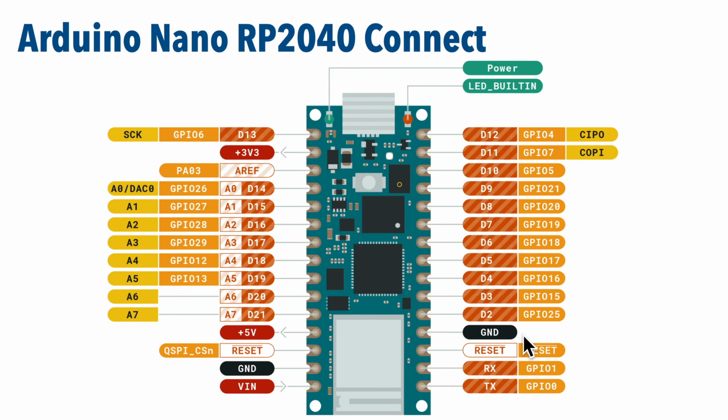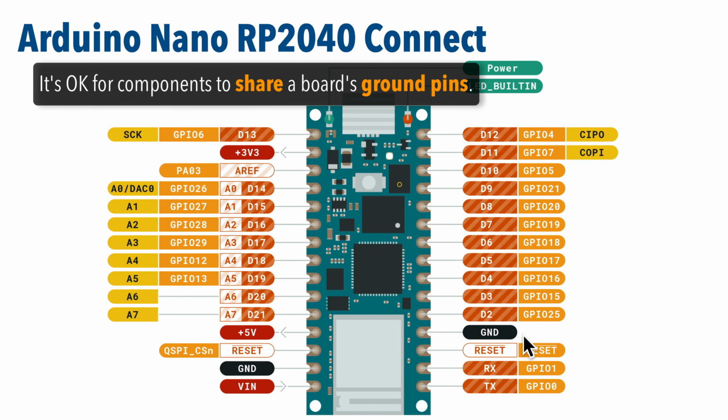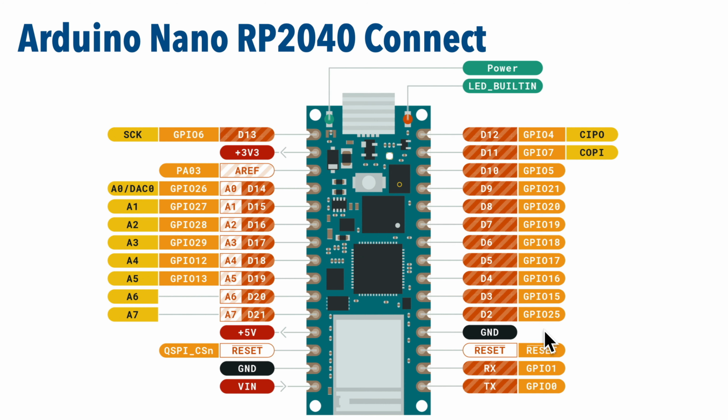Also know that you can share ground pins across multiple devices, meaning that if you want to use multiple devices or sensors on your board, wires coming from the different devices can share the same ground pin if they need to. Now, devices also need power.